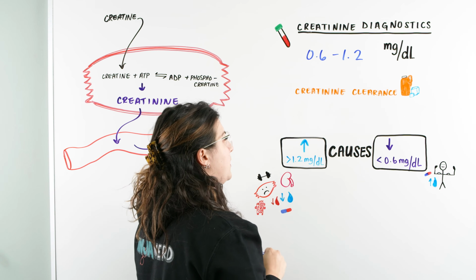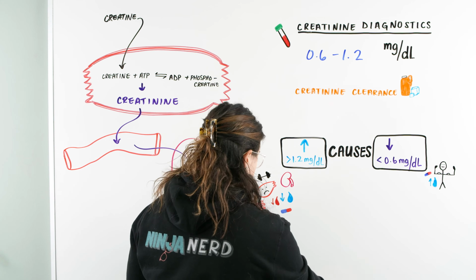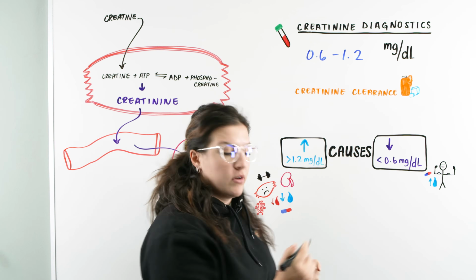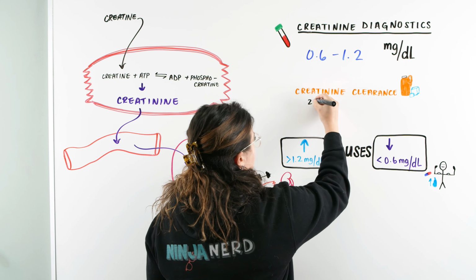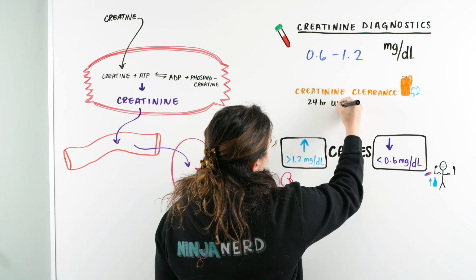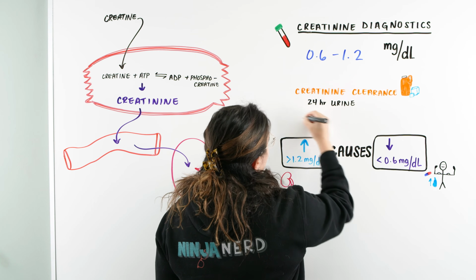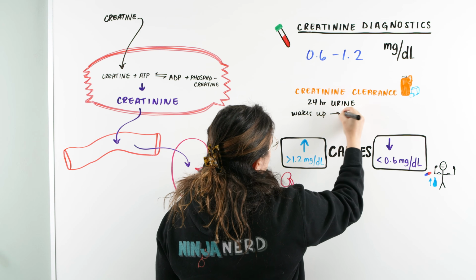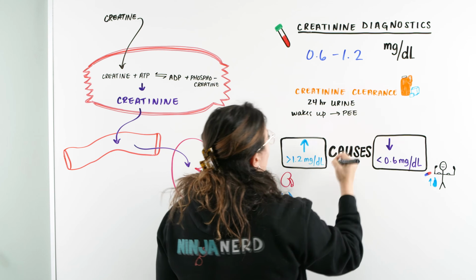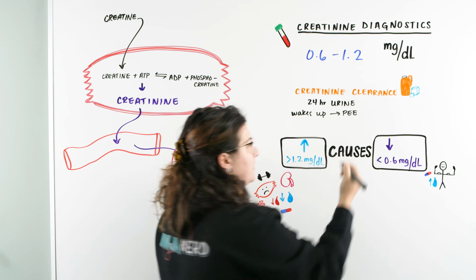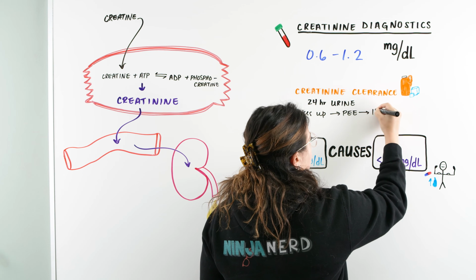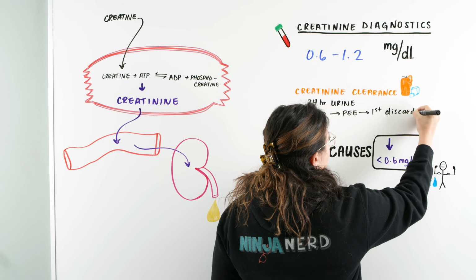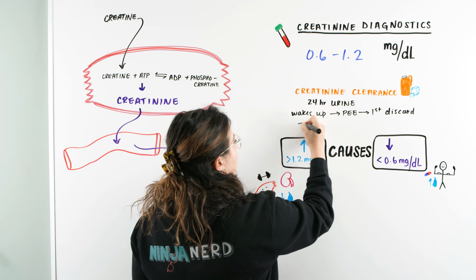And then we also have our creatinine clearance, which we have talked about before. What's our creatinine clearance? This is the test that we can use for urine. It's also known as our 24-hour urine. So what do we do? The patient wakes up and then they go pee. When they void, when they urinate, this is the first one that we throw away. So we discard the first one, and then that will start our timer.